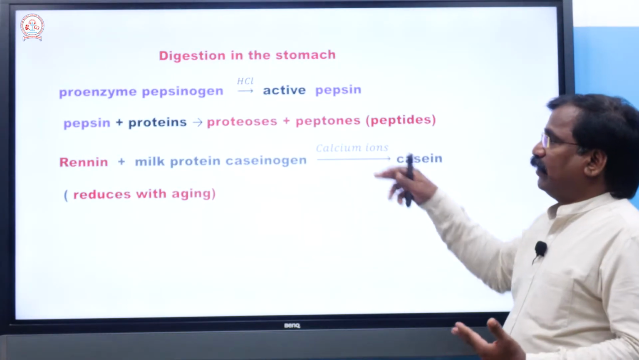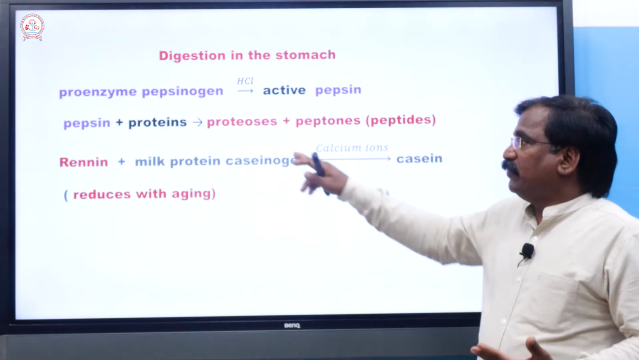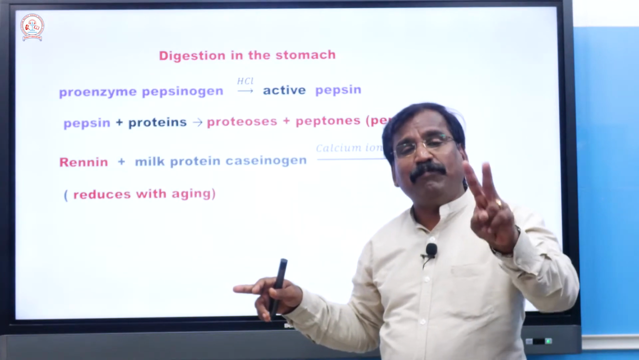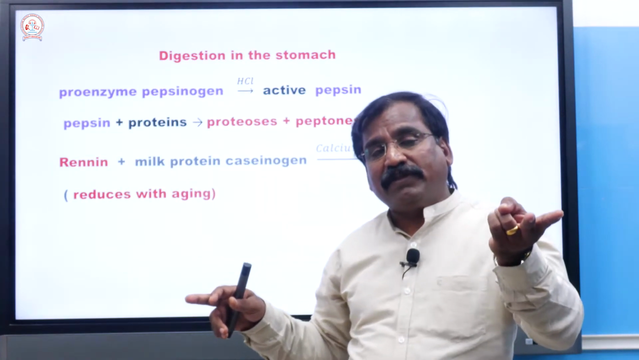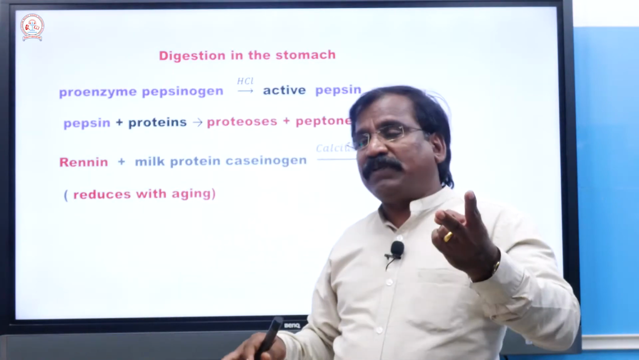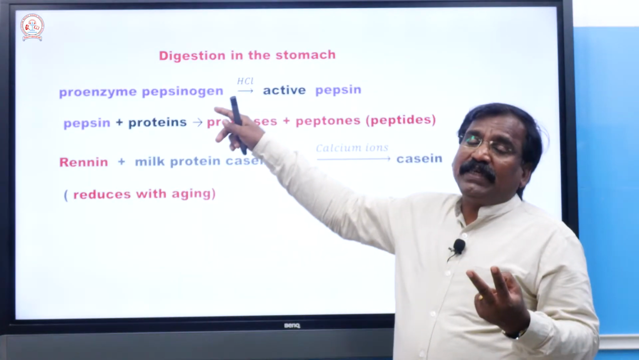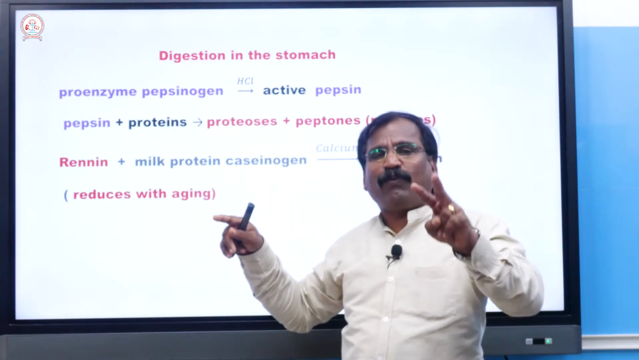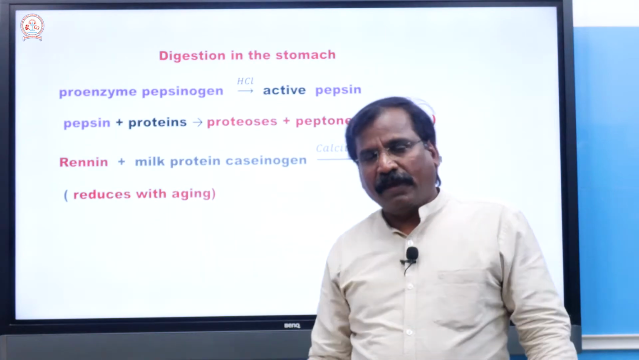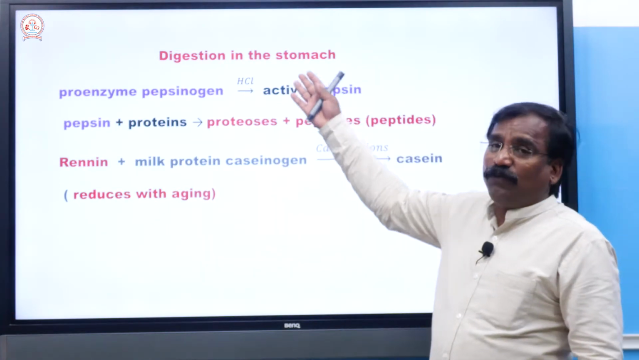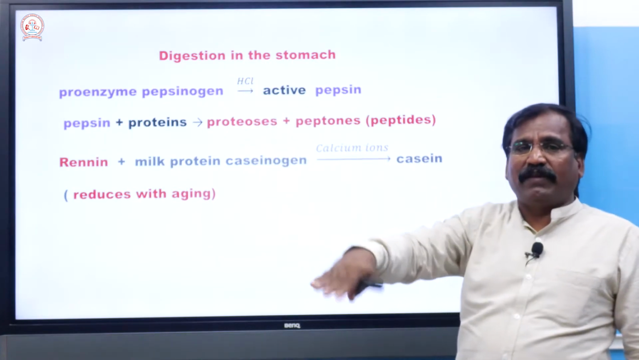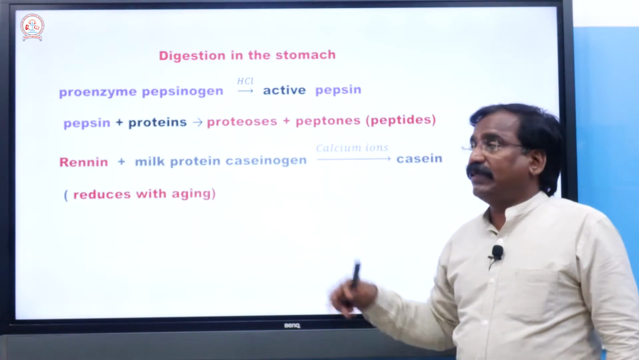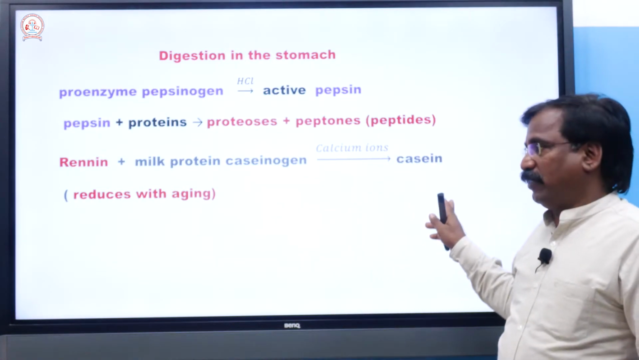Okay. Suppose the question is asked, name the enzymes present in the gastric juice. There are two enzymes, pepsin and renin. Pepsin is secreted as the proenzyme pepsinogen, which is converted into its active form by the action of the HCl secreted by the gastric glands of the stomach.